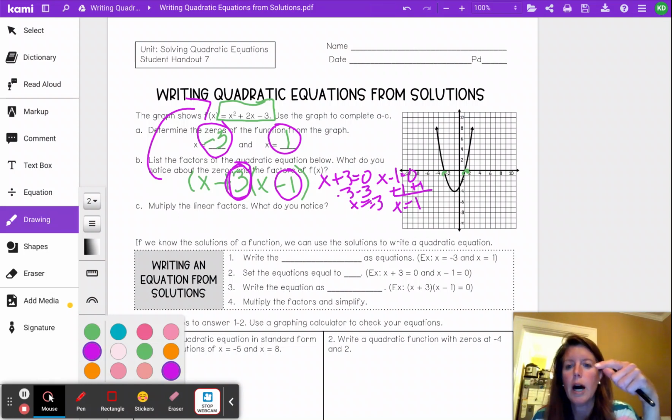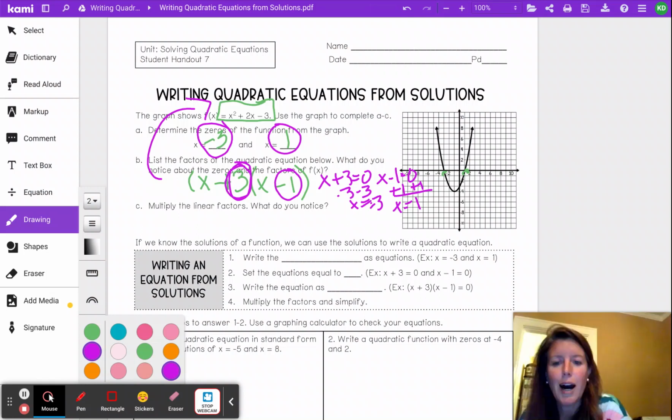And then C, multiply the linear factors. Well, I should have read ahead to C. If we were to, let's go ahead. What was that? X plus 3 and then x minus 1.